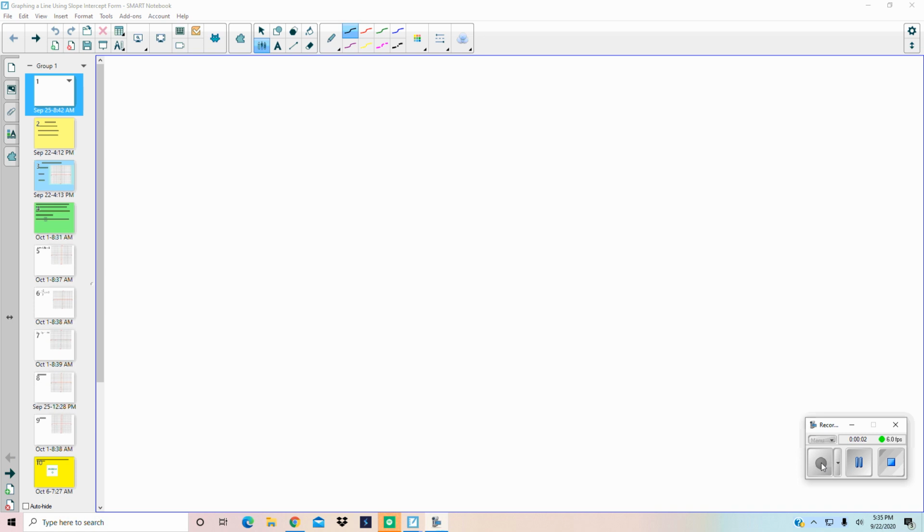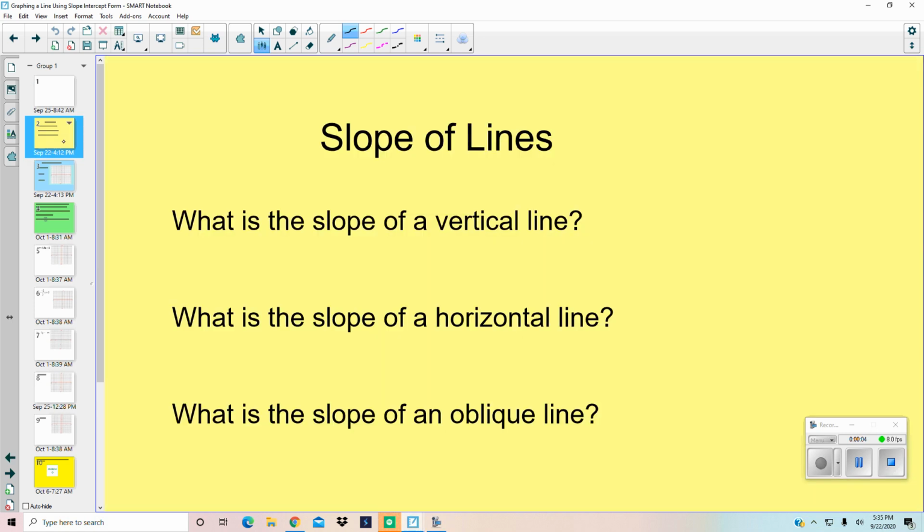Now we're going to move on to graphing. So we need to think about, first of all, what's the slope of a vertical line? Remember, a vertical line is this. So the slope is undefined. That's an equation where you have x equals some number.